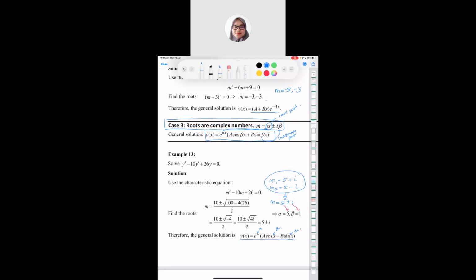So that's how we write 3 cases for homogeneous solutions. The first case, kalau roots are real and distinct. Second, roots are real and equal, and the third one, roots are complex number. Biasanya you kena hafal lah ni. Kalau you have exam macam biasa, you have to memorize the general form untuk general solution untuk homogeneous equation.